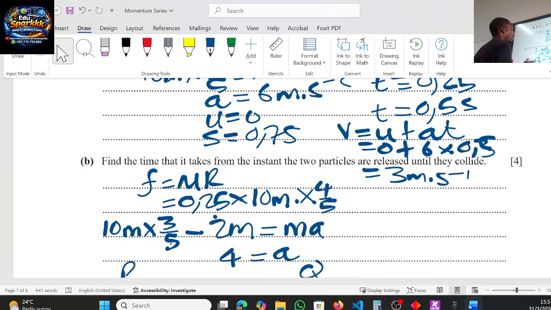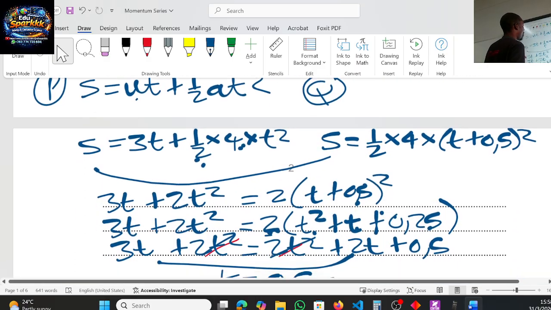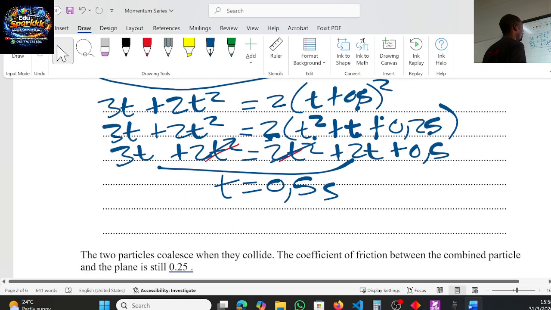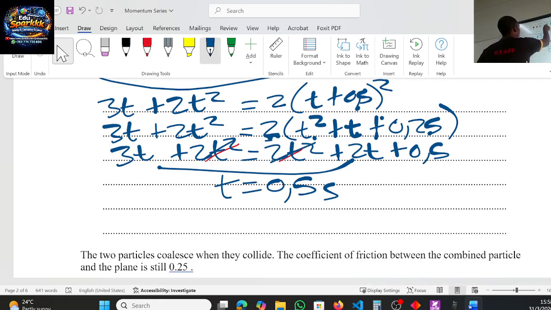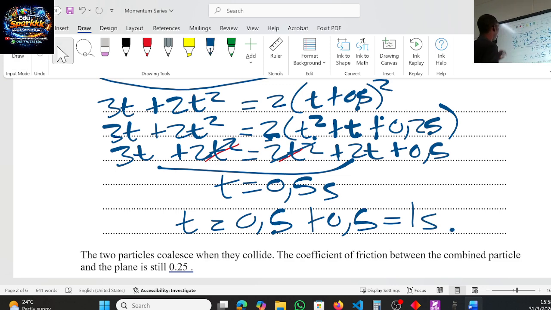No, it's from the instant when both are within the rough surface. But when we say from when they are released, we are going to look at the time taken by particle Q, because Q was the one which started 0.5 seconds within that rough section. So in other words, the total time T in essence is going to be 0.5 plus 0.5, which will give us actually 1 second. Let's move on.